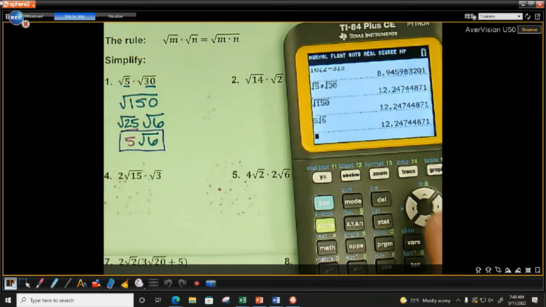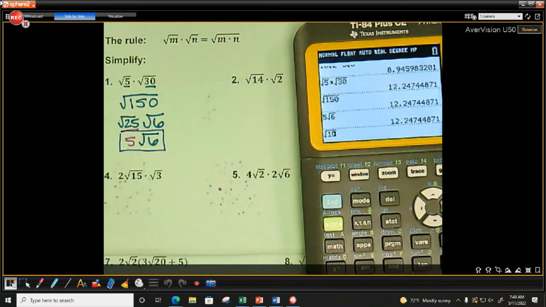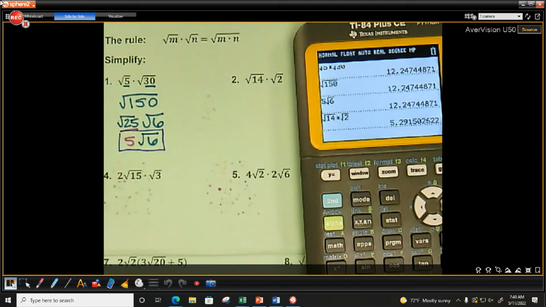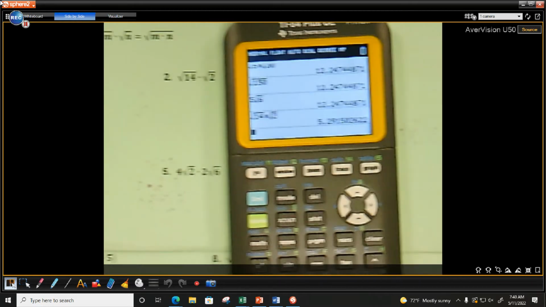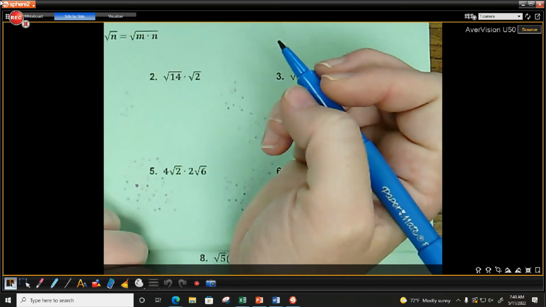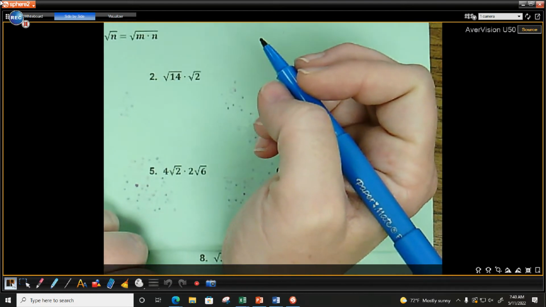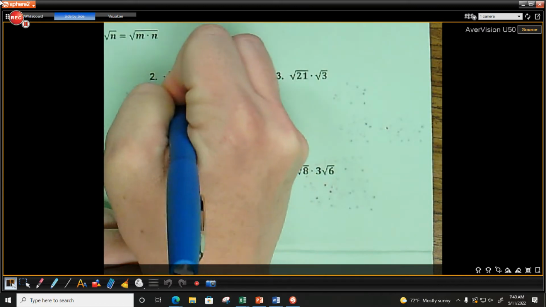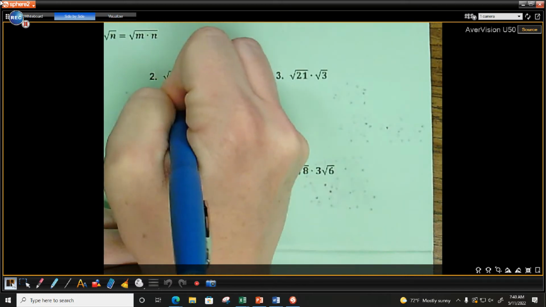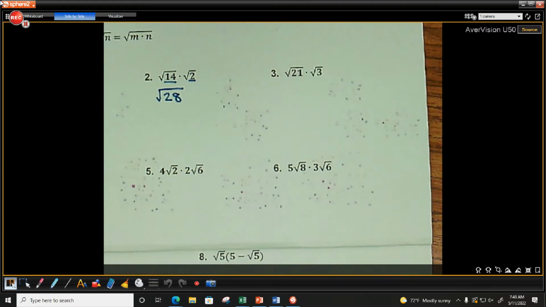Okay? Next one. Again, always start with the calculator. Are we all typing this in our calculator? You need practice on typing it in the calculator. And we get a decimal. So I'm just going to multiply the numbers. Are there any numbers outside the radical? No, so I don't have a number outside the radical. There's no coefficient. What's 14 times 2? 28.